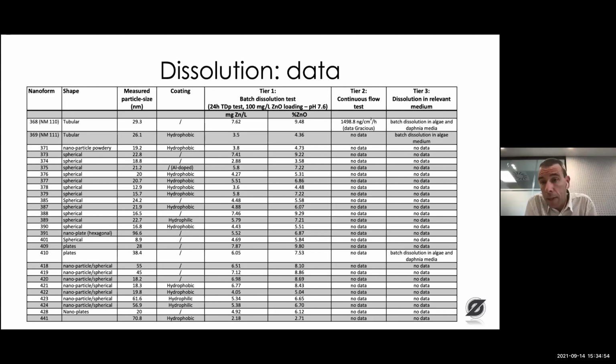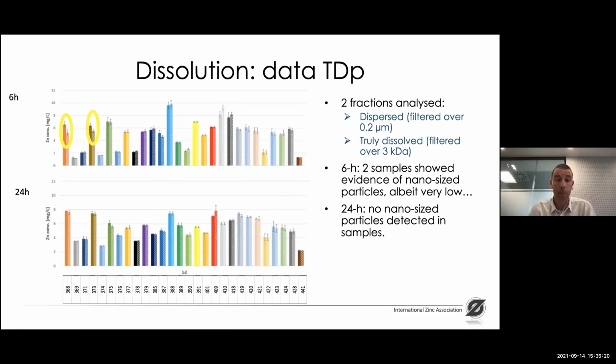We did not have any tier 2 data. There's one data point on the first nanoform that we took from the GRACIOS project, but we also have some results from tier 3: dissolution in relevant media, in algae and Daphnia media. It's not a continuous flow, but a batch dissolution test. And I will show the results in more detail in the next slides.